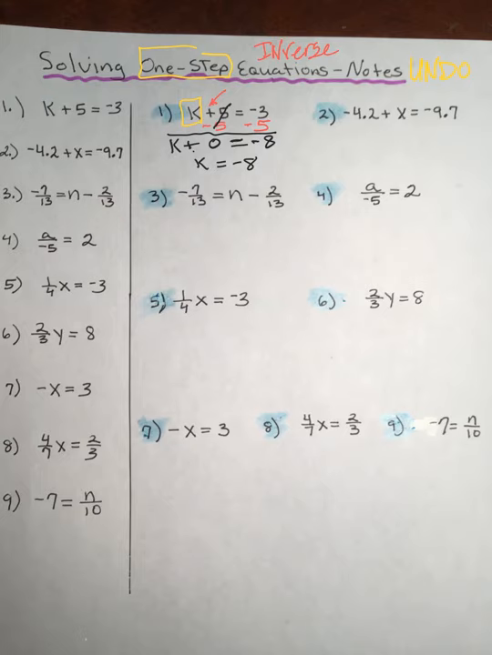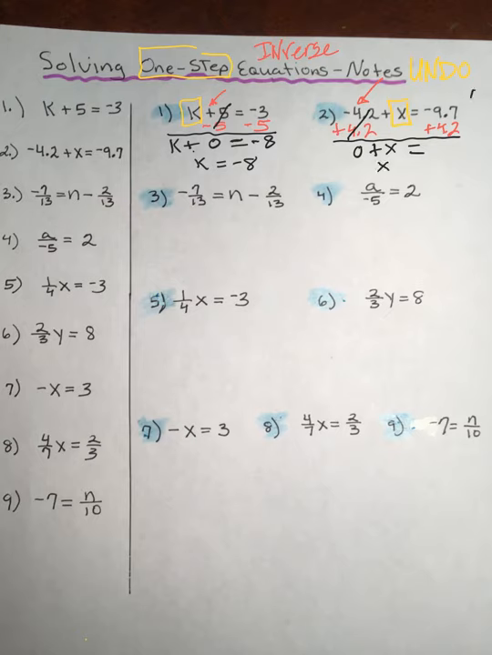Number 2, we have the variable x on the left-hand side. So we have to undo the negative 4.2 that's on the same side as the x. So if we add a positive 4.2, when you add opposites, you always get 0. So negative 4.2 and positive 4.2 are opposites. Line up your equals. So opposites always give you 0, and 0 plus x is just x.